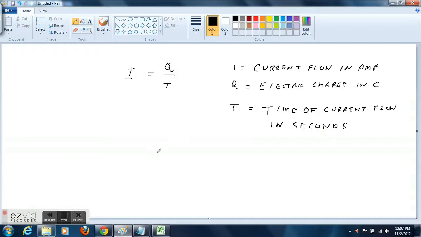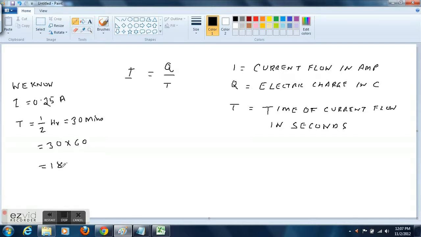Now let us see in this formula what are the things we know and what we need to find out. Let us see what we know. We know I, that is the current flow, which is 0.25 ampere. We also know the duration of current flow, which is half an hour, that means 30 minutes, which is equal to 30 multiplied by 60, that is 1800 seconds.